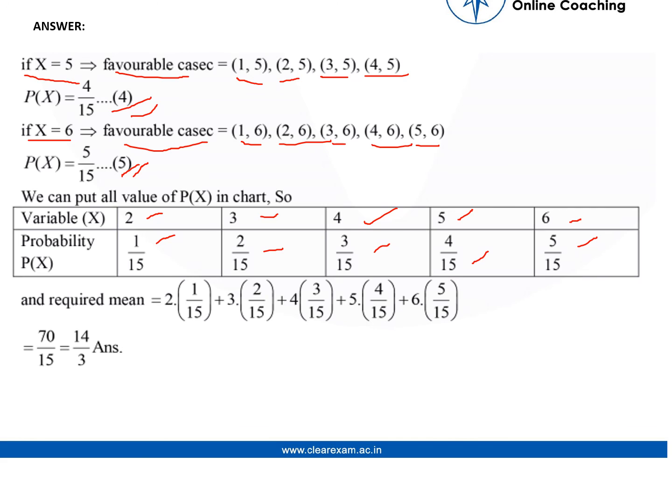So the required mean is 2 multiplied by its probability, plus 3 multiplied by its probability, plus 4 multiplied by its probability, plus 5 multiplied by its probability, and 6 multiplied by its probability. So when we solve this, we get the answer as 14 by 3.